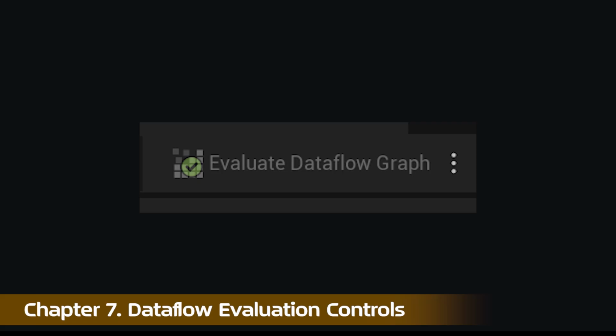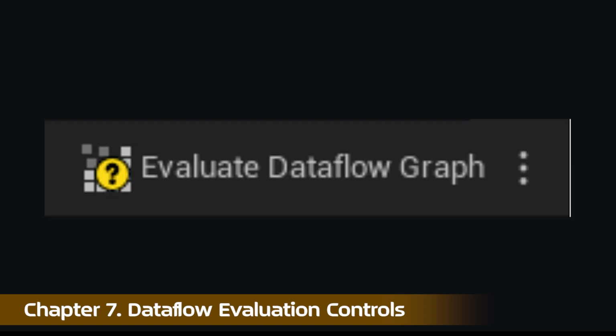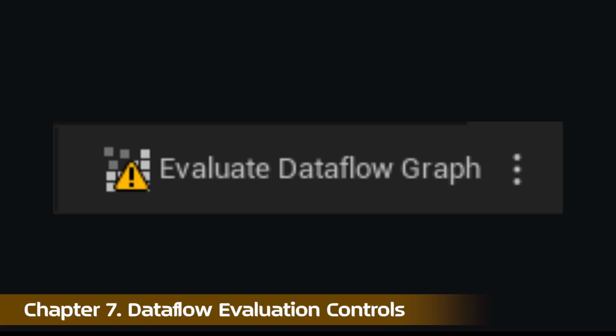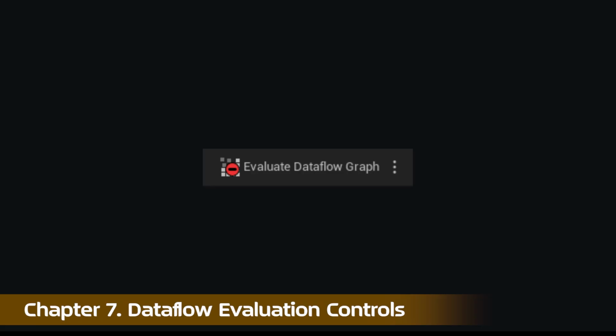Overlay icons. The Evaluate Data Flow Graph button in your ribbon is going to show various overlay icons indicating the status of the graph. So this means that the graph is out of date, with a question mark, and needs to be reevaluated. This tick means that the graph is up to date and has no errors or warnings. This exclamation mark in a triangle means that the graph is up to date, but some nodes have warnings. And this red circle with a black bar means that the graph is up to date, but some nodes have errored out.